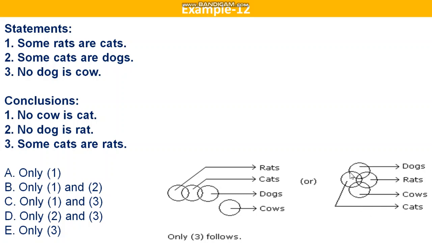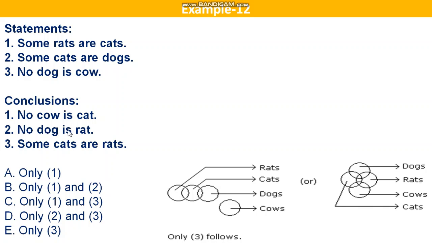Dog circle is here without intersecting the cow circle. But the cow circle may intersect with rats as well as cats, or may not intersect, as per this Venn diagram. So two possibilities exist here. How many conclusions follow? Number one, no cow is a cat. As per this, some cows are cats, but as per this, no cow is a cat. So in one case true, in another case not true. So we will not consider this, as it does not satisfy both Venn diagrams.